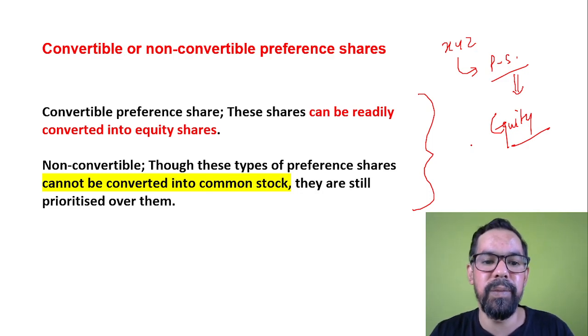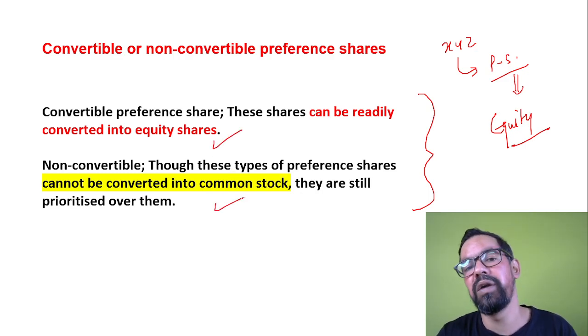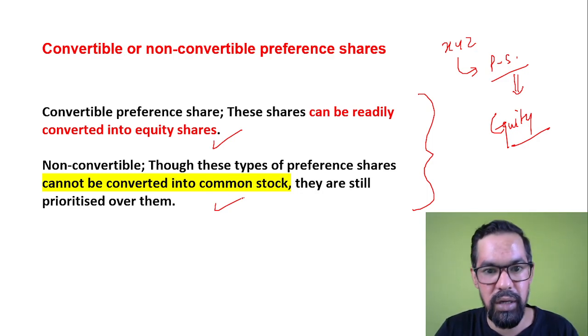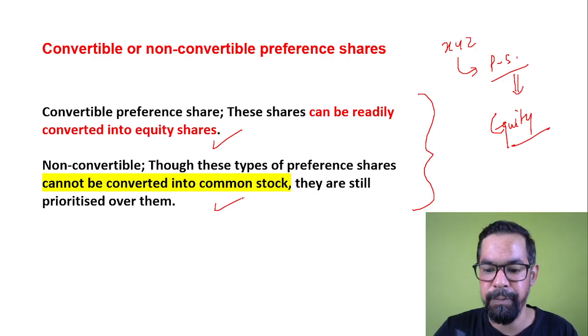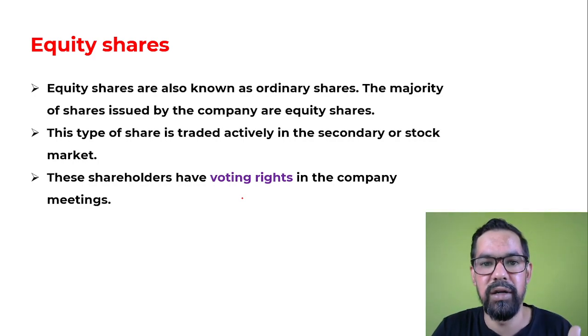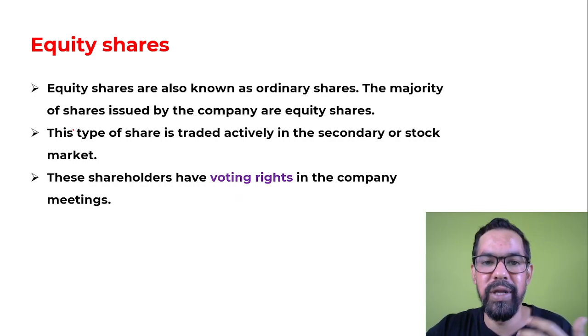Okay, so convertible preference shares are those shares that can be converted into equity shares, and non-convertible ones cannot be converted into common stock. So you have to hold these shares until the maturity period of those preference shares. So guys, these were the preference shares, the different types of preference shares, and the basics about them. And these are very important from an examination viewpoint. Many times the examiner generally asks questions based on the different types of preference shares.